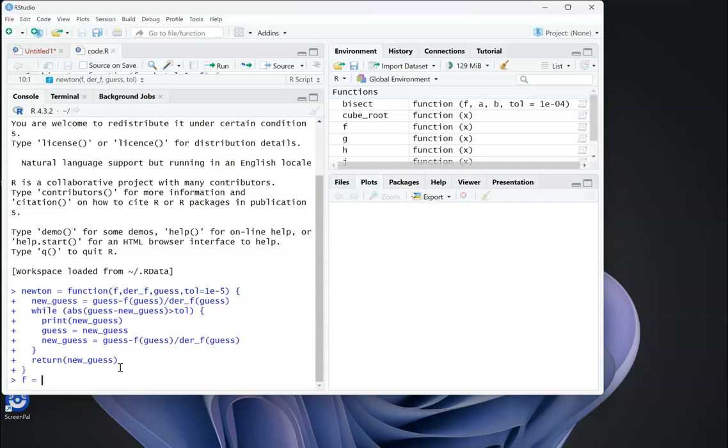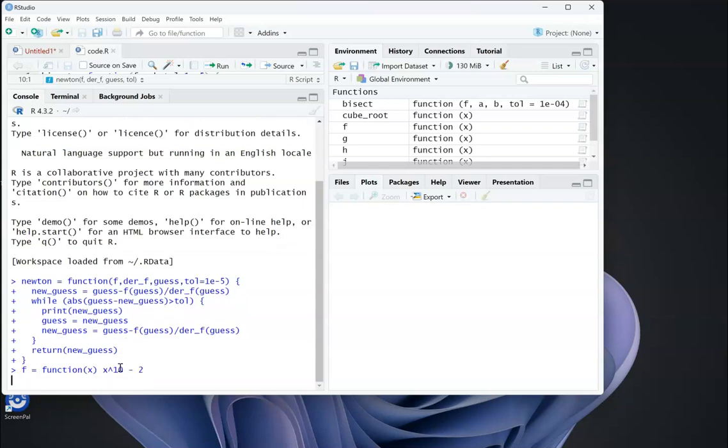So let's say we start with the function x to the 10th minus 2. Pretty straightforward function here. In particular, we already know what the roots are. It's not too hard to solve this one by hand, right? Either plus or minus the 10th root of 2, and then 8 complex roots. There will actually be 10 different roots to this particular function.